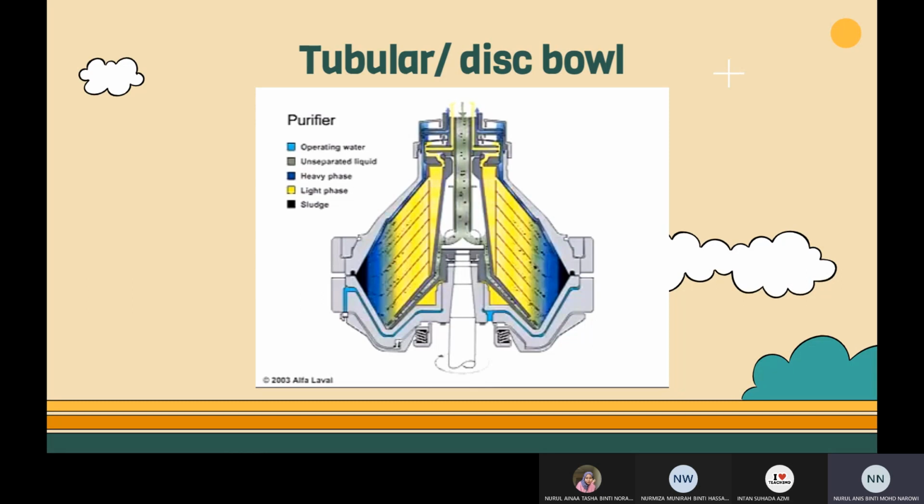With the disc bowl centrifuge, the cylindrical bowl contains inverted cones or discs. These bowl centrifuges are used to separate cream from milk and to clarify oils, coffee extracts, and juices, or to separate starch from slurry.